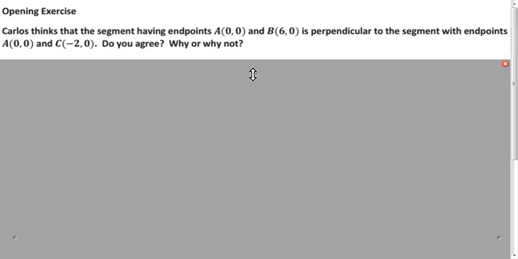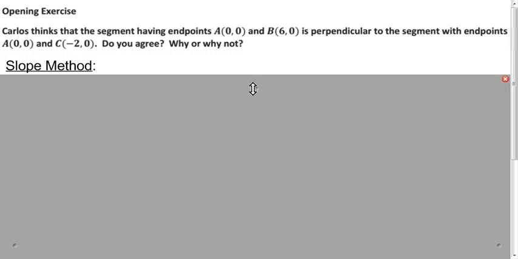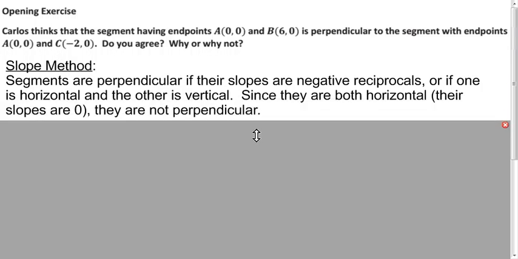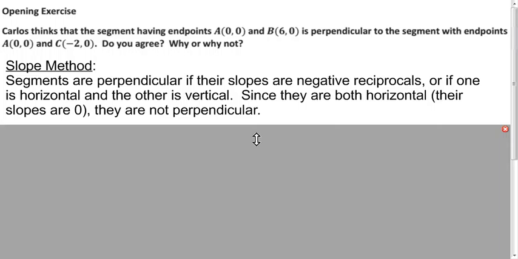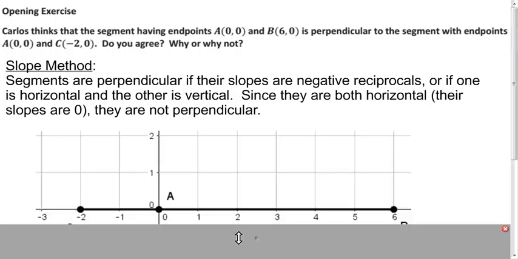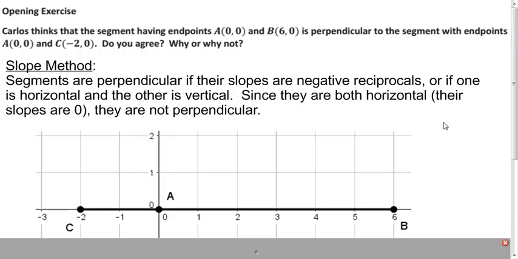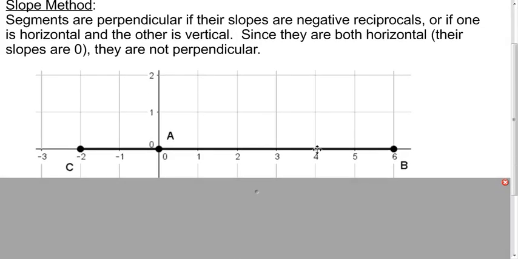Well, one way to check is by using slope. We know that if the slopes are negative reciprocals, or if we end up with a slope of 0 and one that's undefined, then they will be perpendicular. In this case, both slopes are 0, so they are not perpendicular. And it's clear from the picture that they're not.